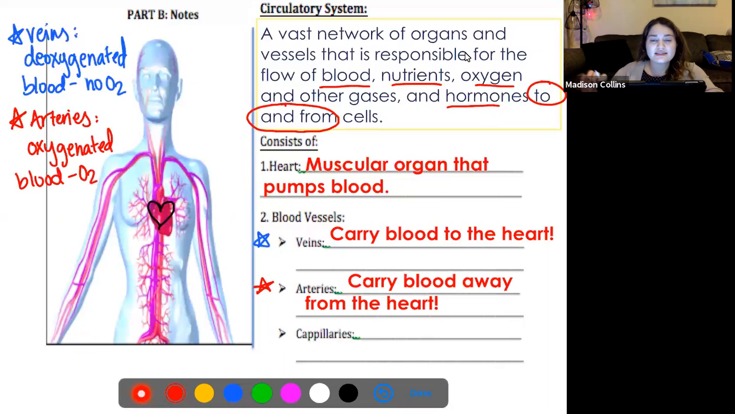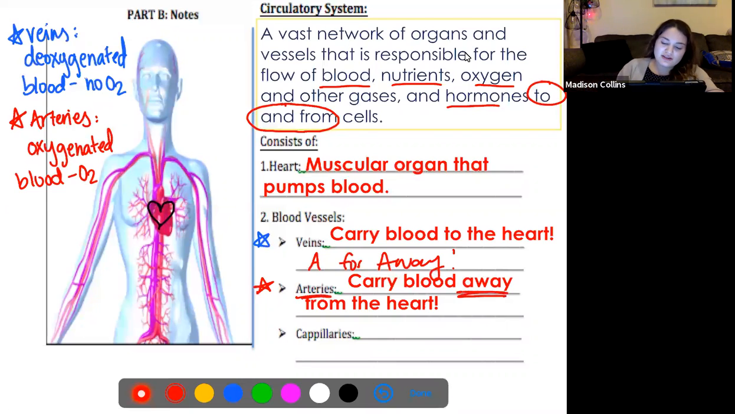Now, it's easy to get these two mixed up, but I'm going to teach you guys an easy way to distinguish them, okay? Whenever you see the word arteries, I want you to think of the phrase A for away, meaning that arteries carry blood away from the heart. So both of those words start with A. So A for away. Arteries carry blood away from the heart.